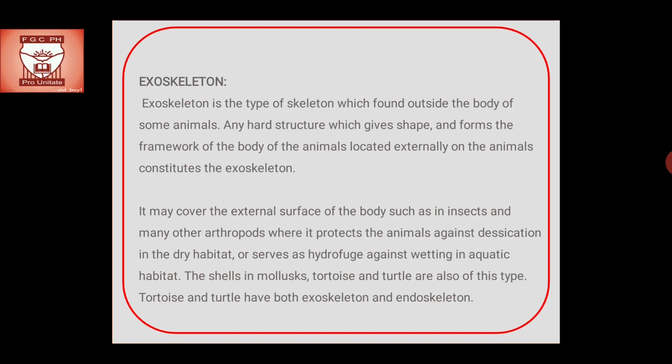Tortoise and turtle have both exoskeleton and endoskeleton. I want you to note that. Tortoise and the turtle, they have both exo and the endoskeleton.